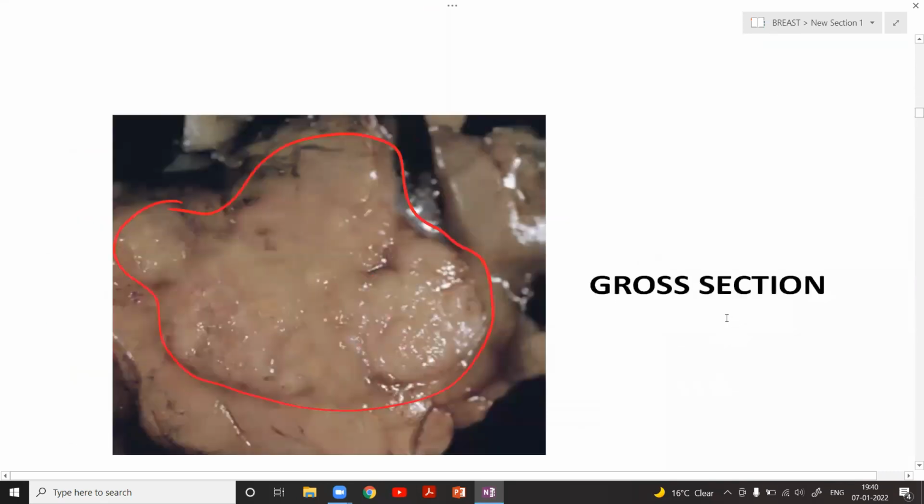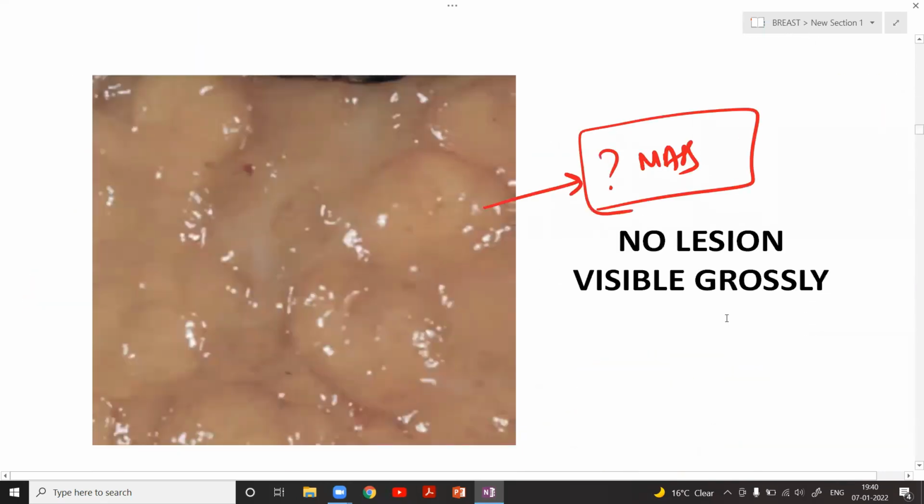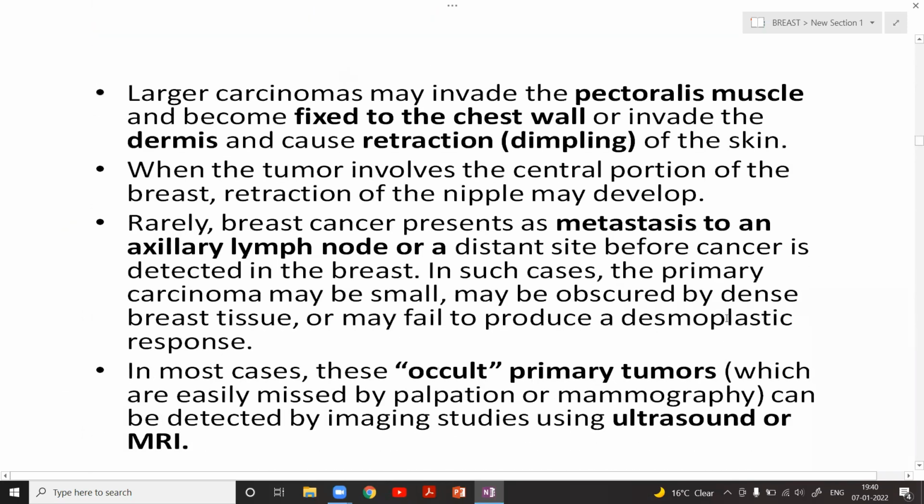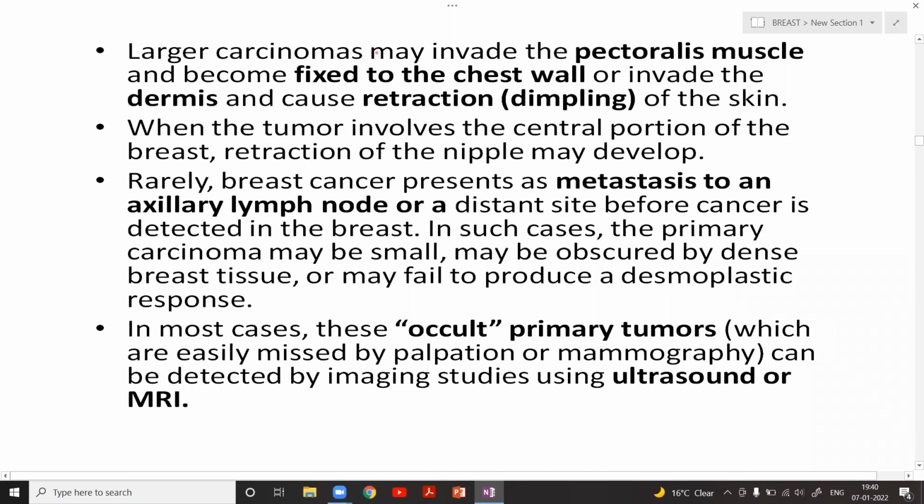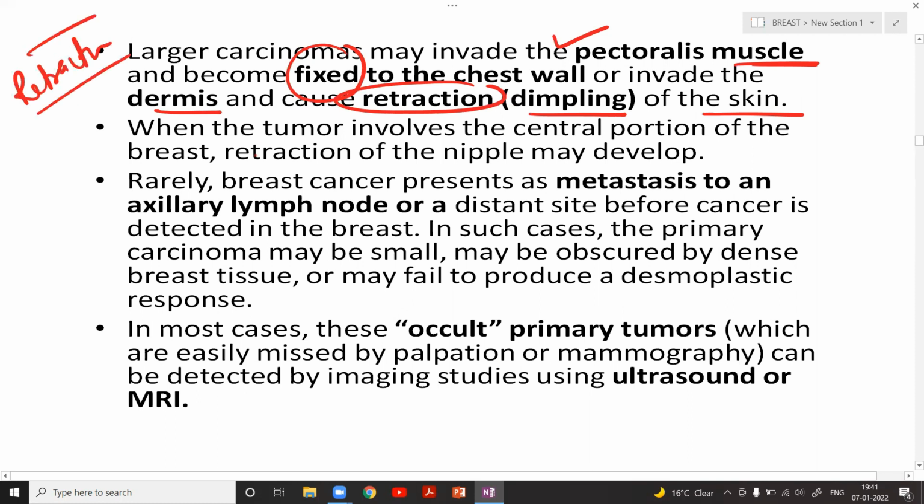Okay, so let us go to the next section now. Just remember one thing, that in case of a breast carcinoma patient, when we examine, even during the FNAC that we do, large carcinomas can invade the pectoralis muscle. Okay, and they might become fixed to the chest wall, and they might invade the dermis. In that case, they might also invade the dermal lymphatics, and they might cause a retraction that is called dimpling of the skin. So retraction is a very important clinical sign of the presence of a breast tumor.